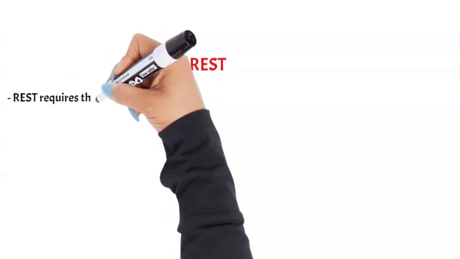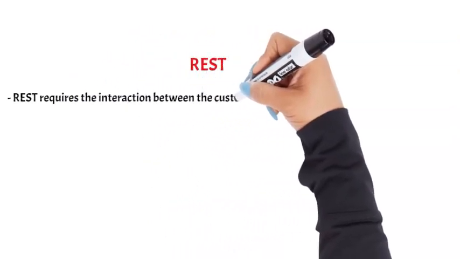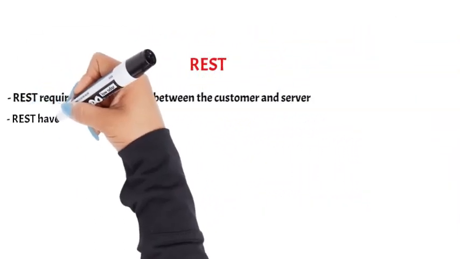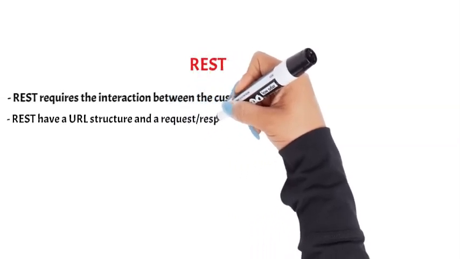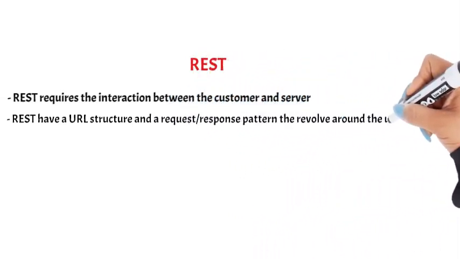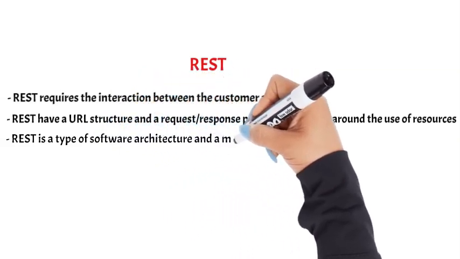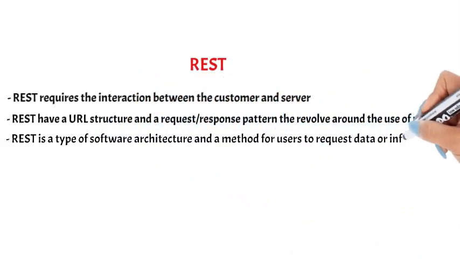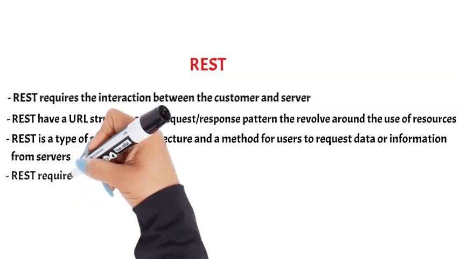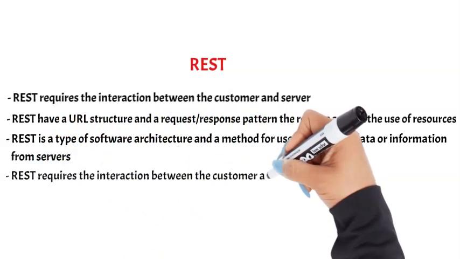REST. REST requires the interaction between the customer and server. REST has a URL structure and a request/response pattern that revolve around the use of resources. REST is a type of software architecture and a method for users to request data or information from servers. REST requires the interaction between the customer and server.